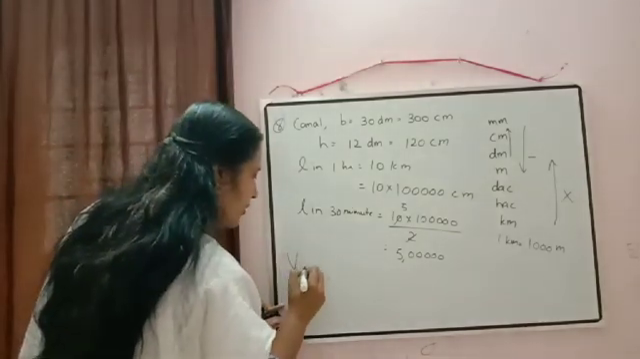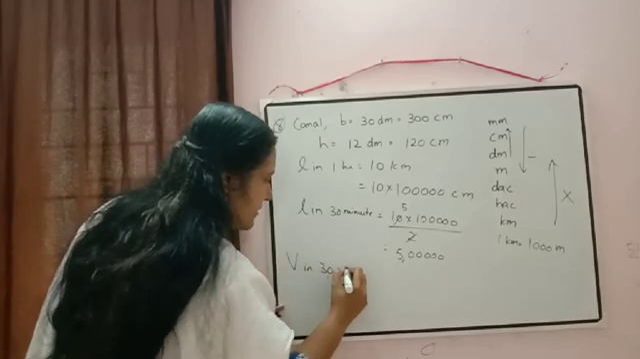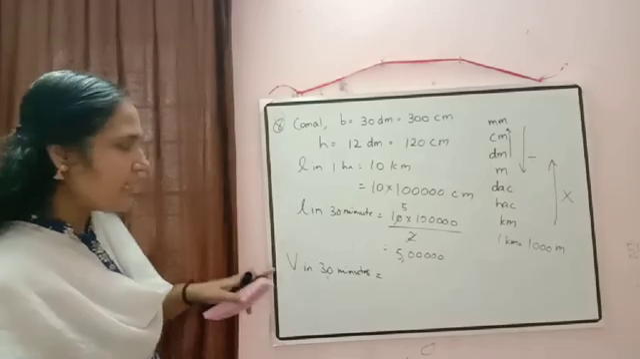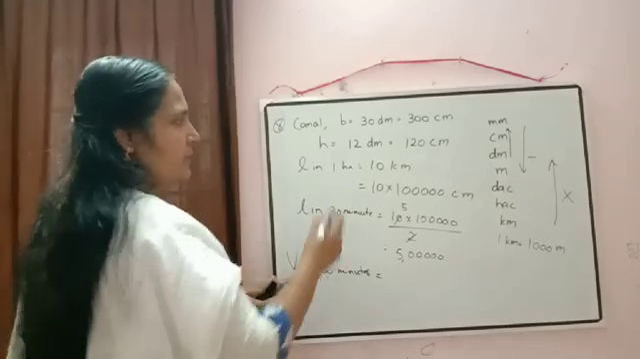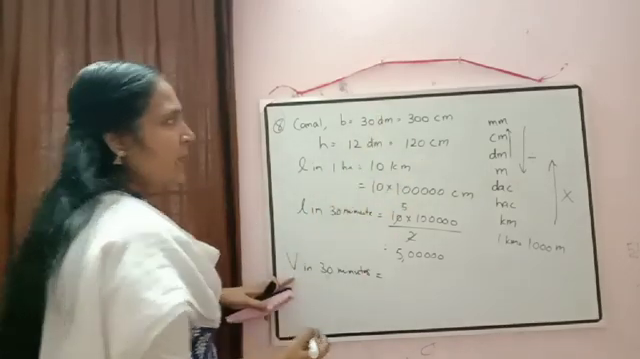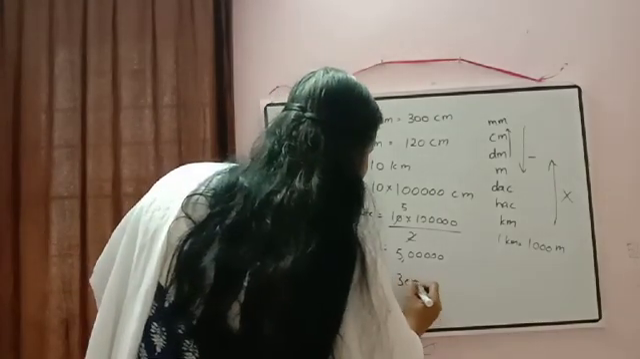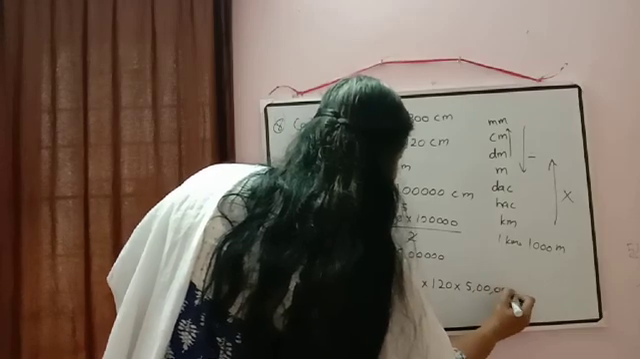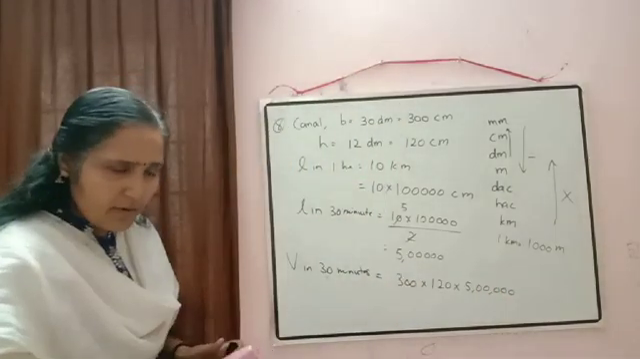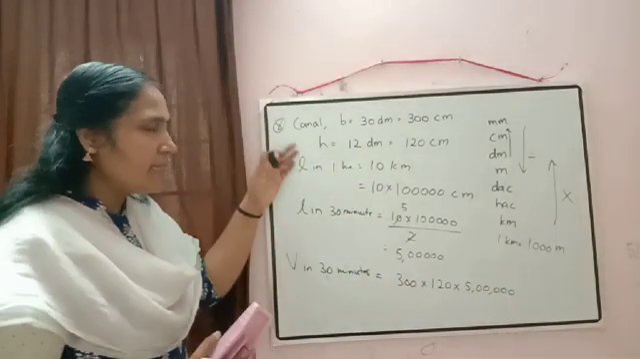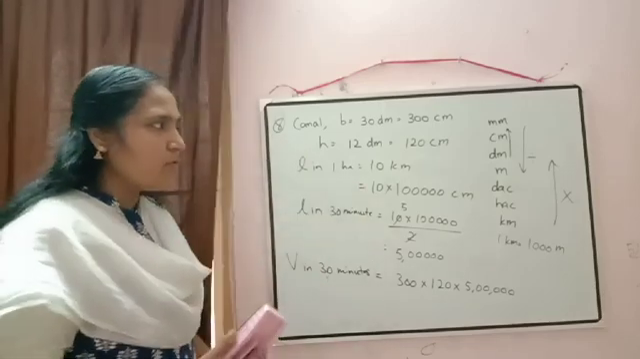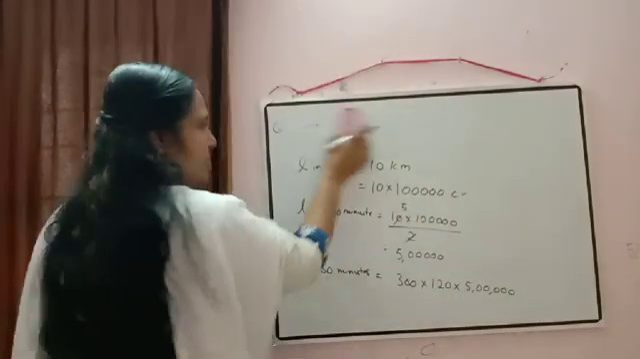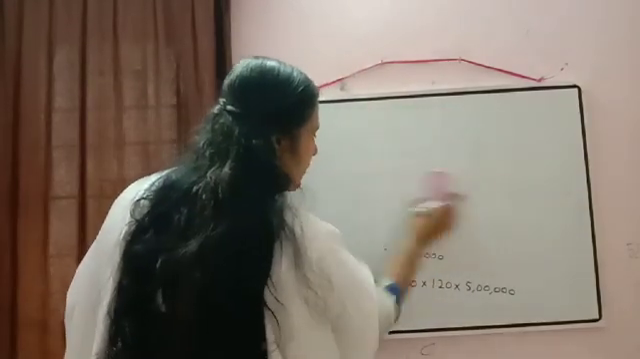Now write down the volume in 30 minutes. The volume of water that flows through the canal in 30 minutes is equal to length into breadth into height. So we will get 300 into 120 into 5 lakh. Now we know how much water we are taking from the canal. That water is going into an agriculture field, and 8 centimeter of standing water is required.